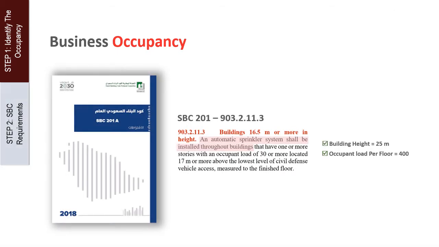Going to Saudi Building Code Chapter 9, it states the following: an automatic sprinkler system shall be installed throughout buildings that have one or more stories with an occupant load of 30 or more located 70 meters or more above the lowest level of civil defense vehicle access, measured to the finished floor. So basically we are meeting the requirements in building height and occupant load per floor, and we can conclude that the building needs to be equipped with a sprinkler system. Therefore, we surely know now that the building needs to be equipped with an automatic sprinkler system. The next question is, how do I install the system to obtain an effective operation?